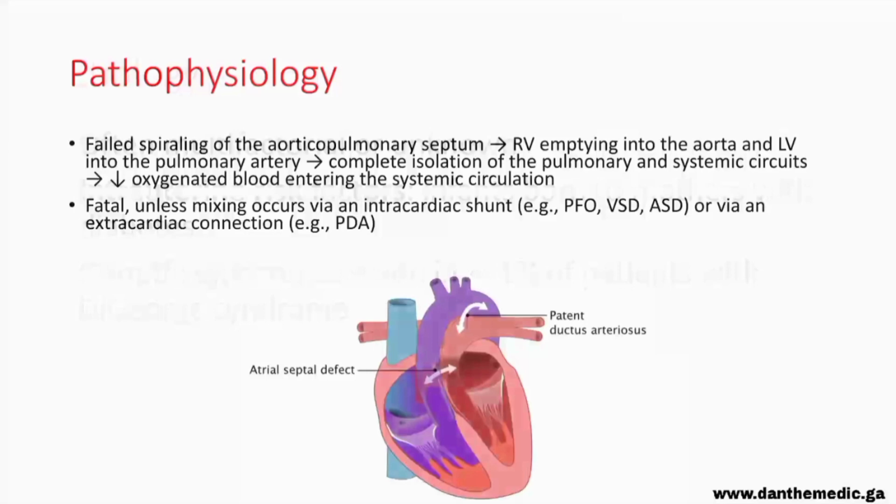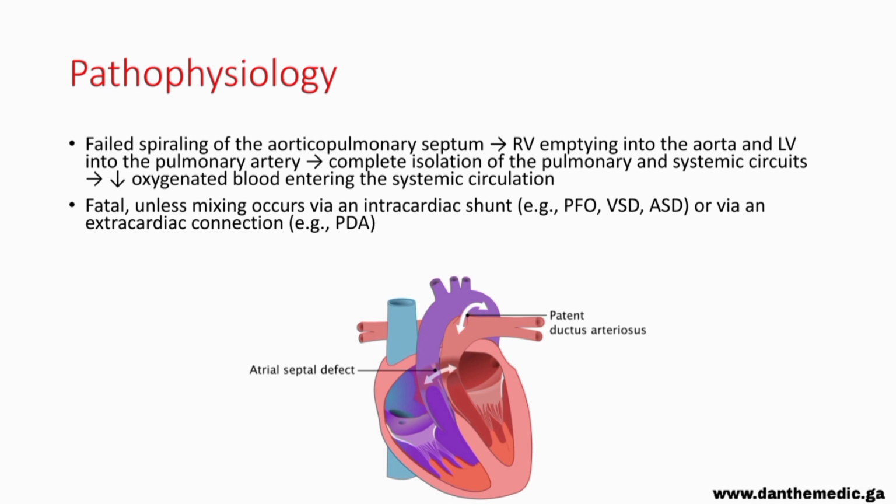Now, talking about the pathophysiology. In order for us to absolutely understand the pathophysiology, we have to talk a little bit about cardiac morphogenesis. During cardiac morphogenesis, the aorticopulmonary septum is formed, and then it normally rotates and fuses with the ventricular septum to form the membranous interventricular septum. And this interventricular septum then closes the interventricular foramen.